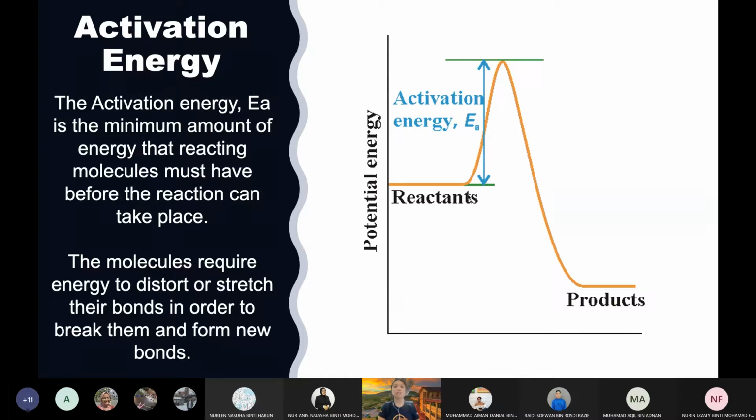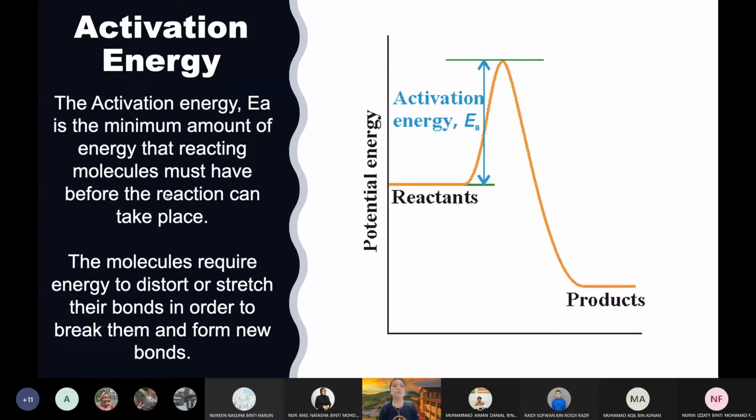Apakah itu maksud activation energy? So, activation energy kita guna EA, okay? How do I explain activation energy in the simplest way? For a reaction to occur, ataupun for one reaction to happen, the reactant tu punya molecule must have this minimum energy before the reaction can take place. So this minimum energy is what we call activation energy.